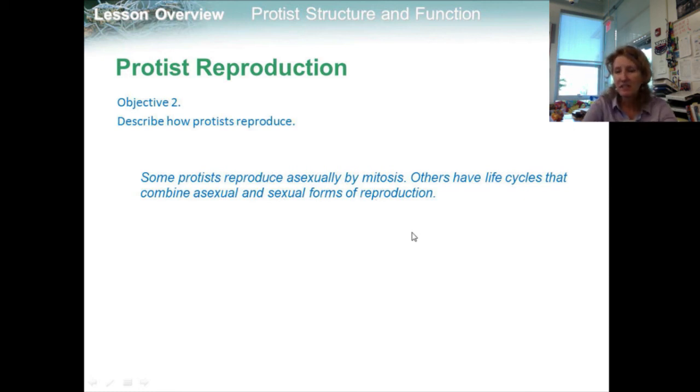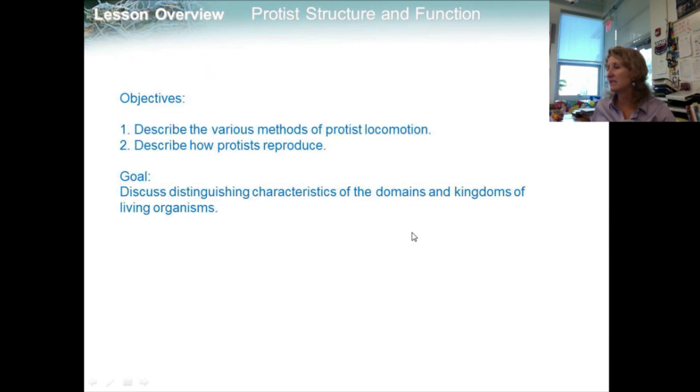All right, ladies and gentlemen, I think I forgot to put the objectives at the end. No, here they are. So I hope you know these two objectives: describe the various methods of protist locomotion and describe how protists reproduce. And our goal is to discuss distinguishing characteristics of domains and kingdoms of living organisms. And this time we are focusing, obviously, on the protists.